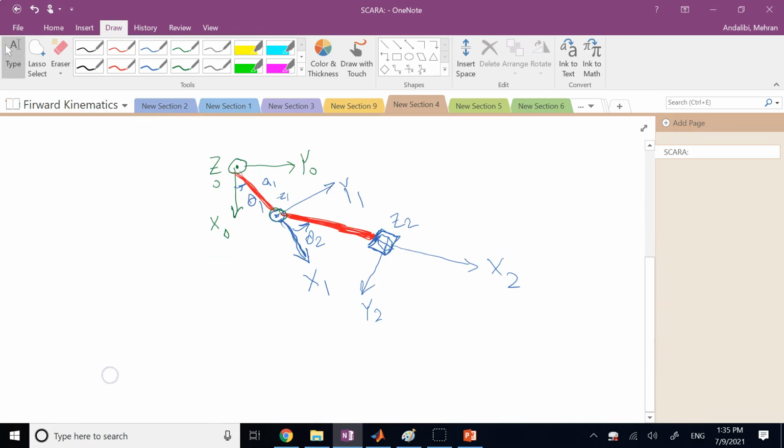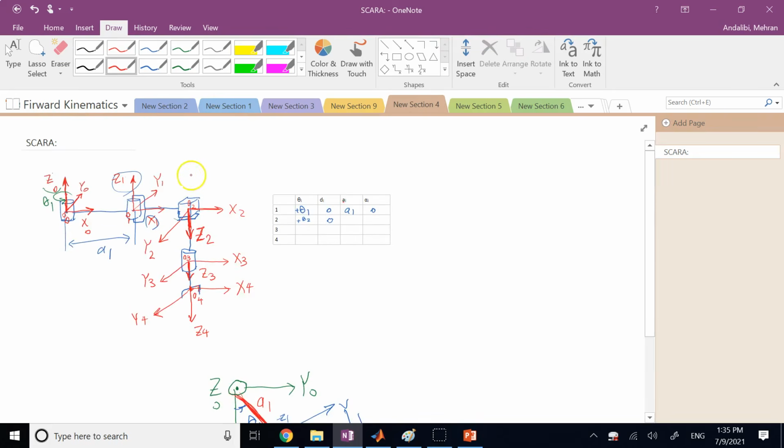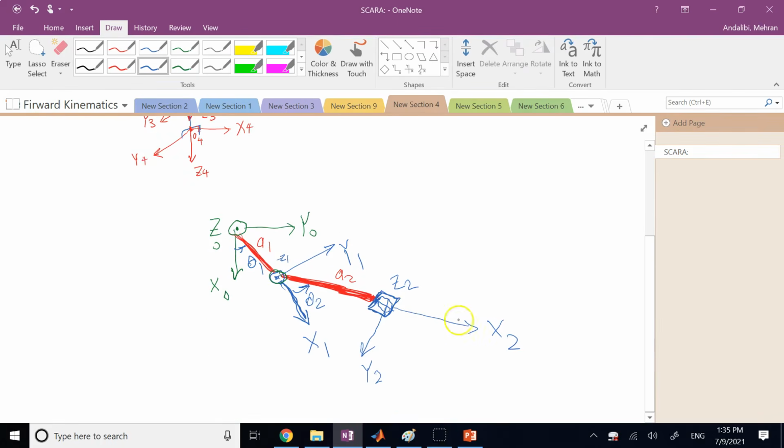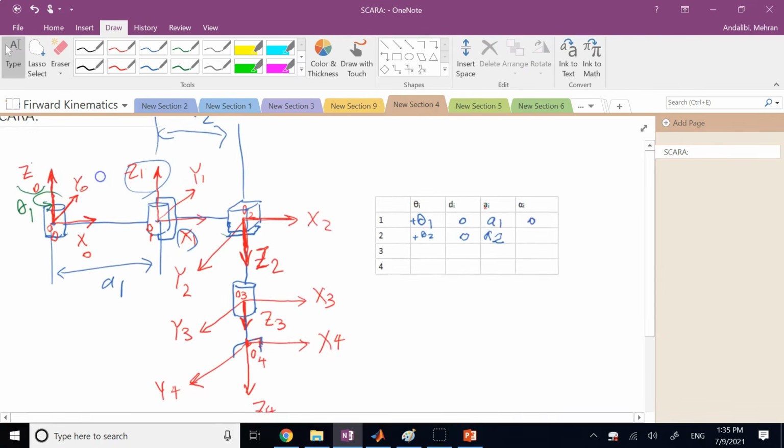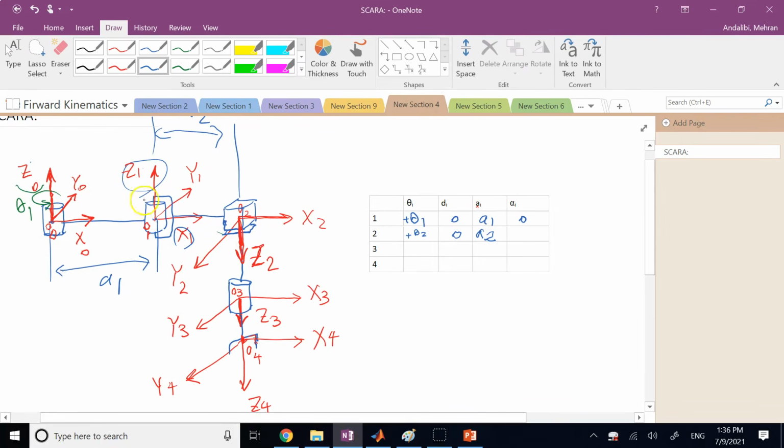Do I need to move along the new x, x2, to go from this origin to this? Sure, that's the length of this member A2, correct? So if this is A1, this is what? A2, which you can also show it here. Right, that's this distance. So yes, it is A2. Do I need a twist? Twist for what? For aligning the z's. Do I need to rotate about x2 to align z1 and z2? In this case, z1 and z2 are not aligned. They are parallel, but there is a 180-degree rotation. Yes, so I need a twist now.